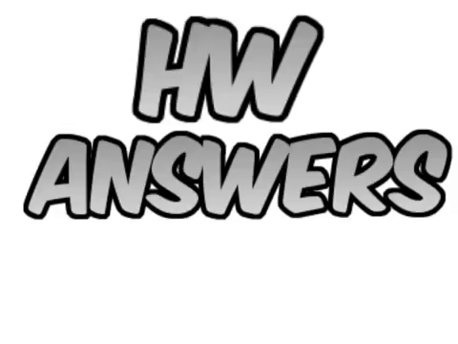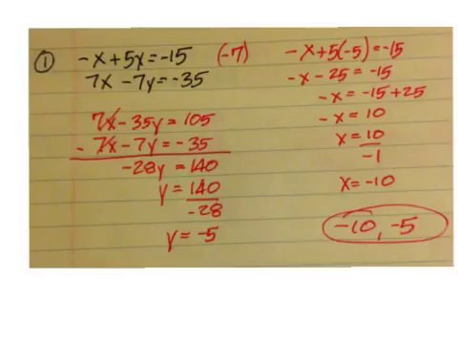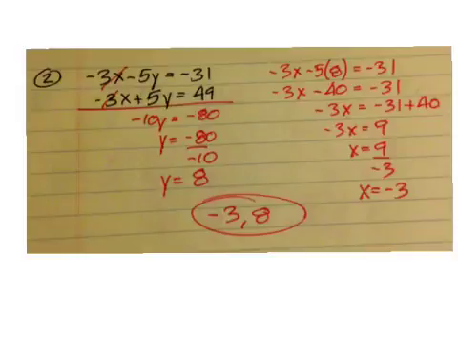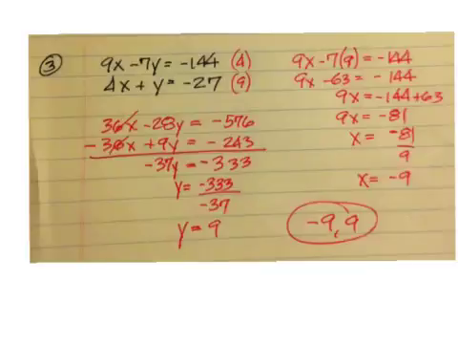Here are the homework answers. There are 6 problems, so we'll make this 2 points each, and we'll give points for each number in the answer. This is 1, this is 1, so you could get 12. Answer to number 1 is -10, -5. 2 is -3, 8. 3 is -9, 9.